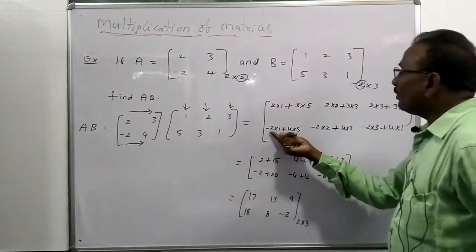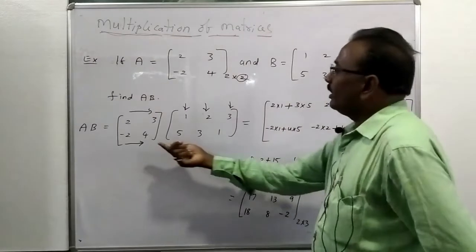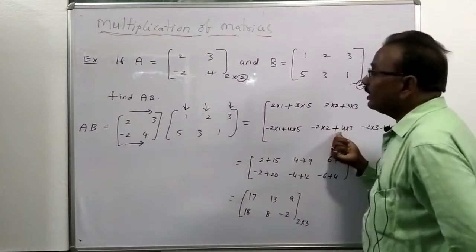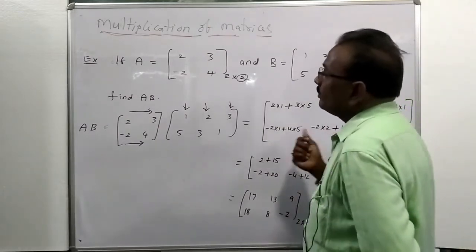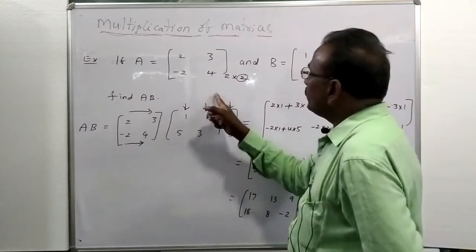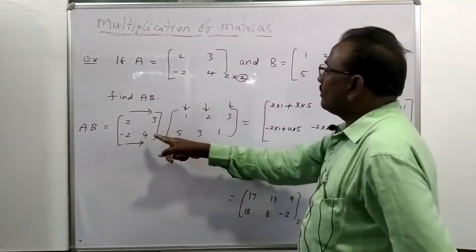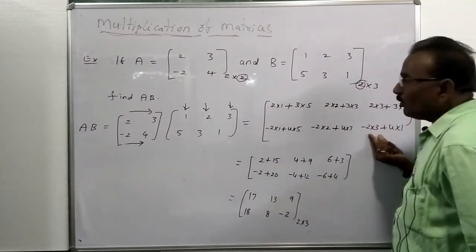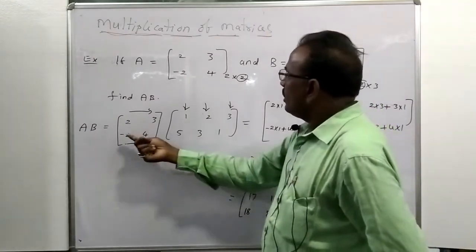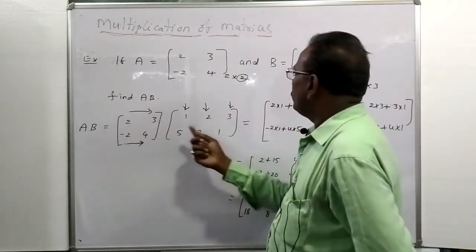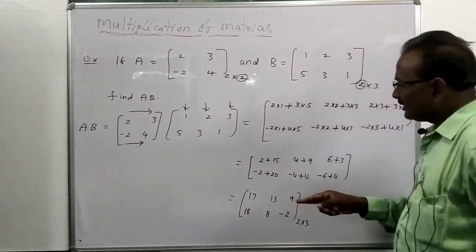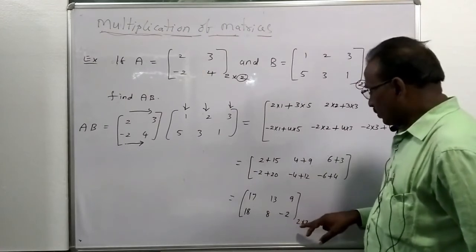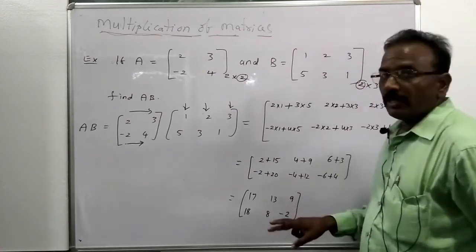Next, second row, first column. Take the sum of the products. Next, A22 means second row, second column. Sum of the products of second row with the second column. So that is minus 2 into 2 plus 4 into 3. Similarly, A23 is the sum of the products of second row with the third column elements. Minus 2 into 3 plus 4 into 1. So after simplification, we get 17, 13, 9, 18, 8, minus 2, and its order is 2 by 3. So this is the matrix AB.